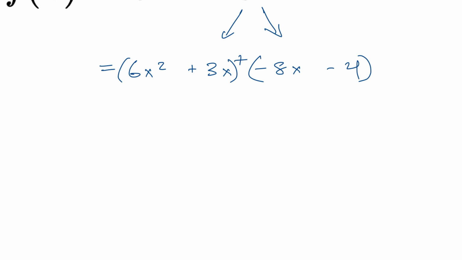And I'm going to put a plus here. Okay. I'm going to divide out the greatest common factor, which is 3x. And so I get 3x times 2x plus 1. And then notice something here. There's a negative in both of these.